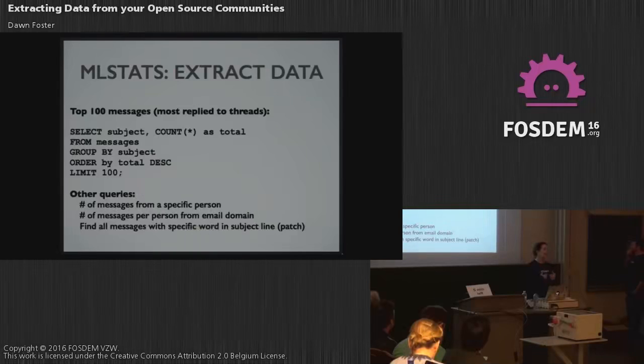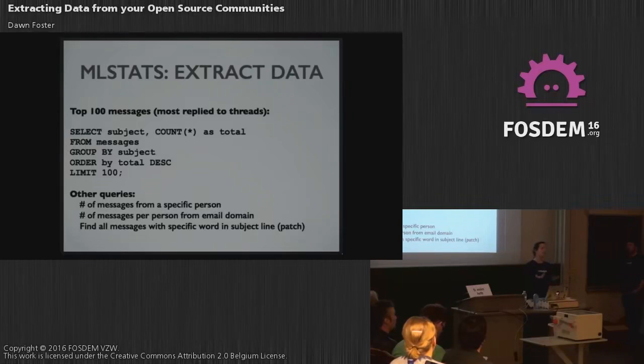Then you can write some pretty simple SQL queries to extract that data out, depending on what it is that you want to look at the moment. So this is just a really quick example of a database query that looks at the most replied threads in your mailing list. So it looks at the top 100 messages. Pretty simple. Other queries you can run, you can get the number of messages from maybe a specific person that you're interested in learning about.